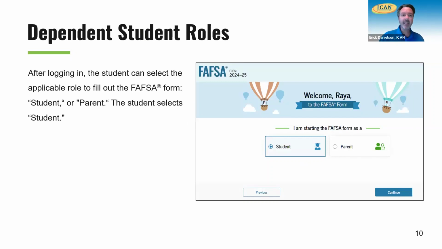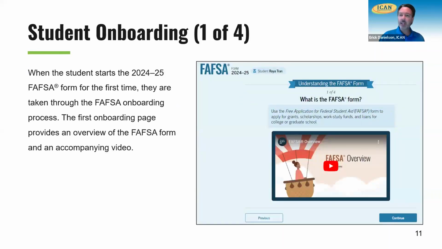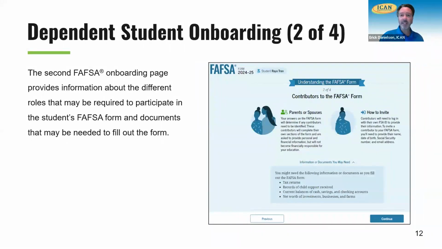Once you've entered that in, eventually you're going to come to the part within the FAFSA where it asks what your role is. We're going to begin again as if we were starting with the student. So we're going to click on student here, and then it goes through 4 videos. Generally we're not going to watch them tonight. That's what we do when we're helping at ICAN. We feel we're taking the place of the videos and getting out of the way, but certainly there is more information in there about what the FAFSA form is, and who the contributors are that are going to need to be on the FAFSA form.